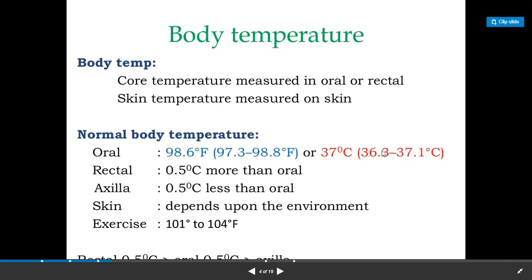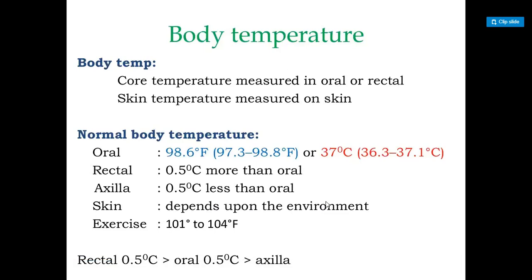So if I get 36.3 degrees, for example, or 37 degrees in the oral cavity, when I measure the temperature in the anus, it will be a little bit higher than 37 degrees. So if I measure in the anus, I will get 37.5 because it is 0.5 degrees higher than in the oral cavity. If I measure it in the axilla, in the armpit, it will be lower than 37 degrees. So I will get 36.5, for example, lower than that of the oral cavity. Then the temperature of your skin depends on the environment.